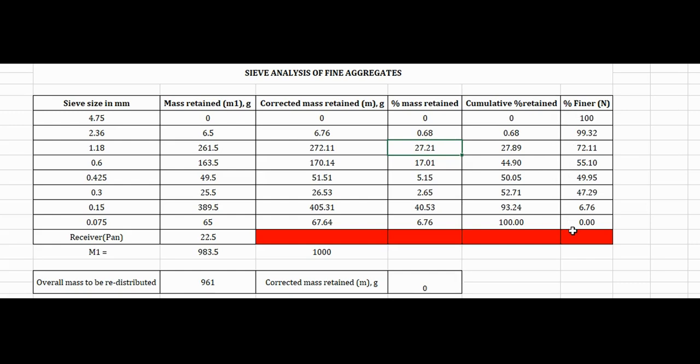Using this percentage finer on the y-axis and particle size on the x-axis, plot a semi-log graph sheet, and based on the curve you get, whether it is an S curve or a non-S curve, the soil can be classified as well graded, uniformly graded or poorly graded.